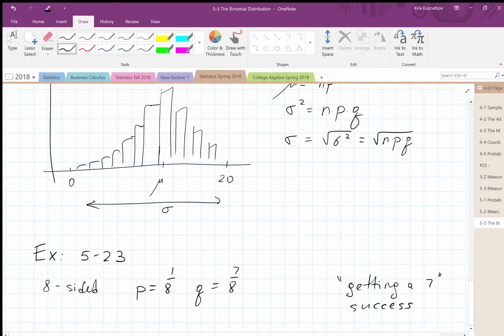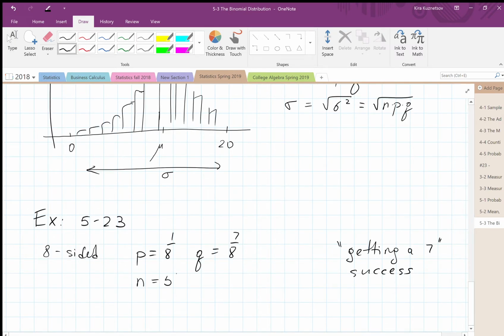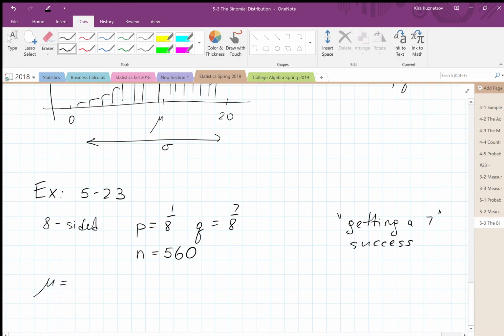An 8-sided die is rolled 560 times. Well, that's n. We're looking for mean and standard deviation, really. So this is a population. It's a parameter because we're talking about the whole distribution. So the mu can be found by multiplying n times p. This is just a calculator problem. You'll end up with a mean of 70.